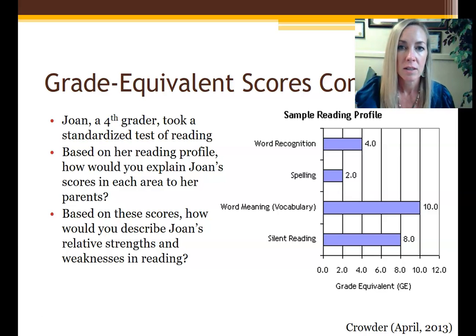And then an area that she needs to focus instruction on might be spelling, because her raw score was lower than the average raw score of a 4th grader. It was the same as the 2nd grader.